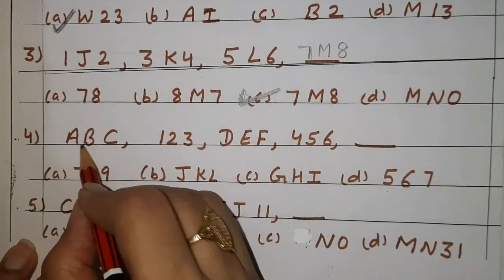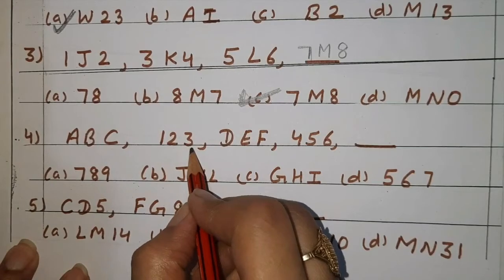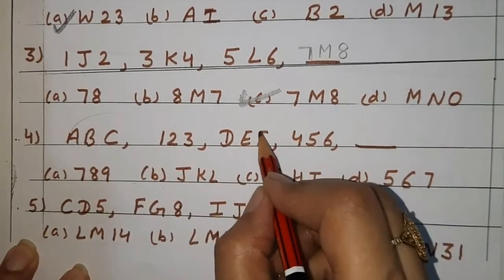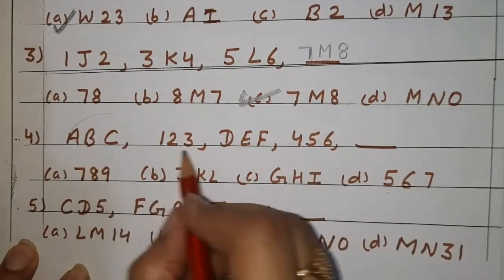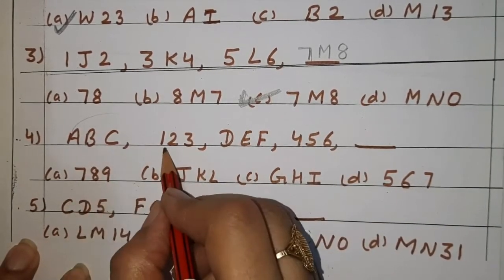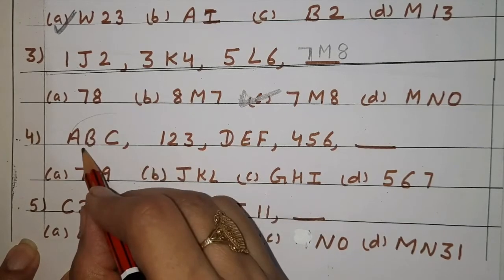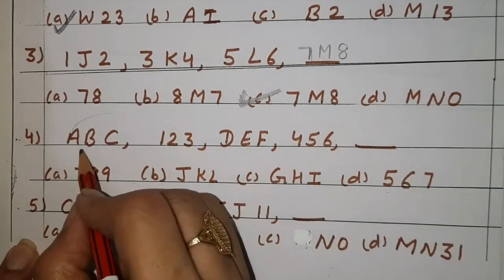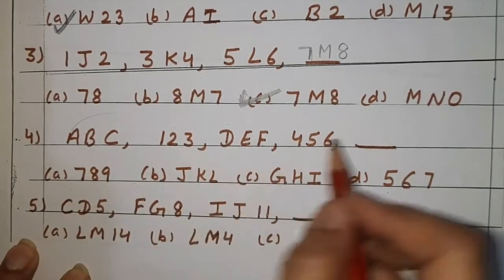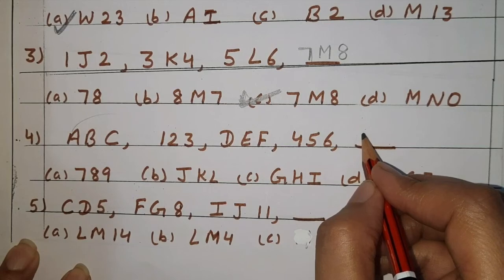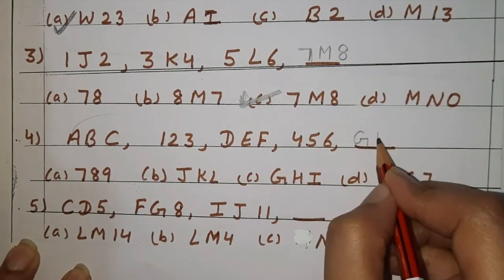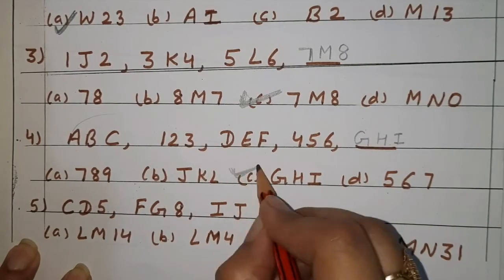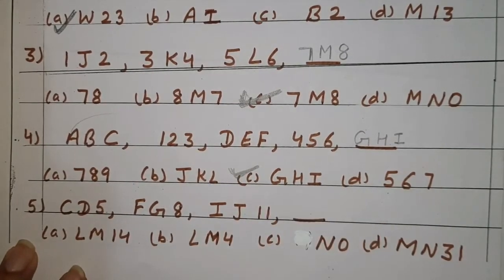Question number 4. A, B, C, 1, 2, 3. A, 1, B, 2, C, 3. D, 4, E, 5, F, 6. So, alphabets and then their position. First position is of A, second of B, third position is of C. In this way it is written. A, B, C, D, E, F and now G, H, I. Option C. It is correct.